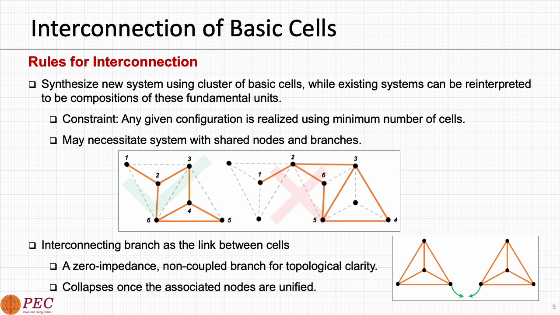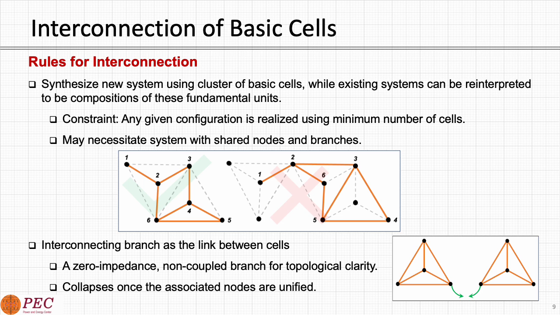As an example, let's take a system with 6 nodes, for instance. The correct way would be to use 2 basic cells, which gives us the minimum configuration, instead of using 3 basic cells to realize the same system with 6 nodes.